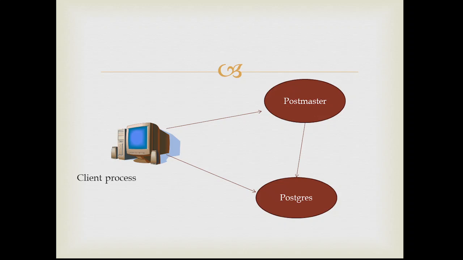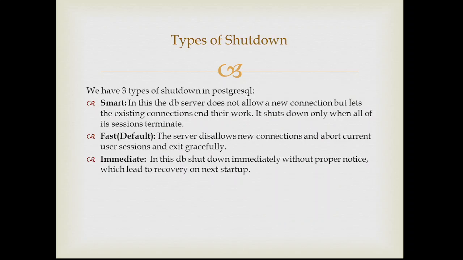Welcome back, guys. So in our previous video we have talked about the postmaster process. In this video we will be talking about the types of shutdown Postgres offers. We have three types of shutdowns in PostgreSQL: smart, fast, and immediate.